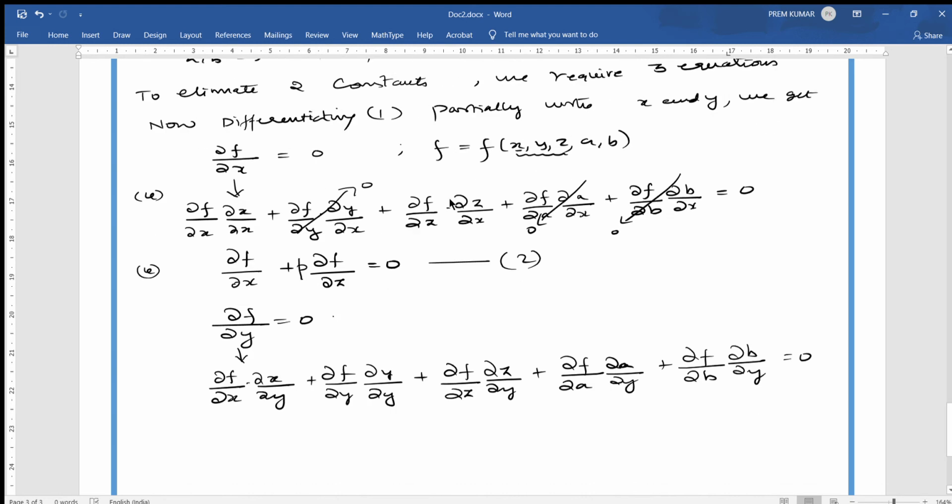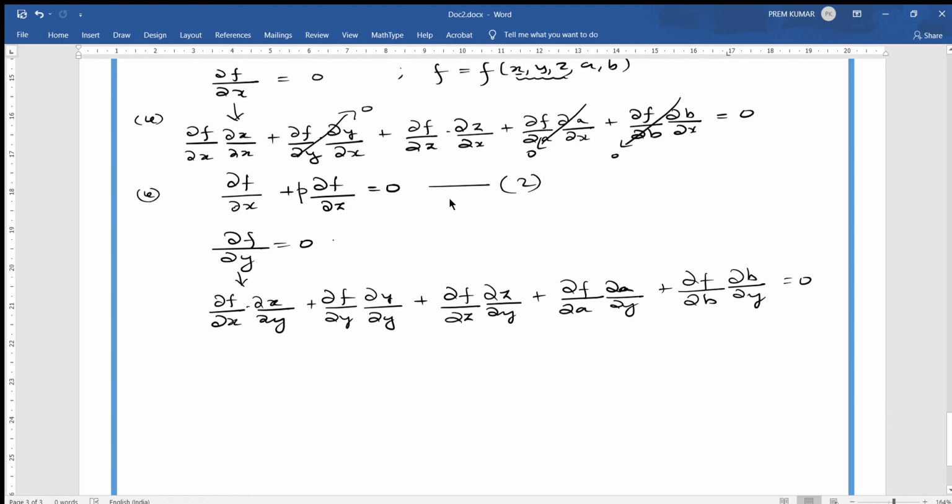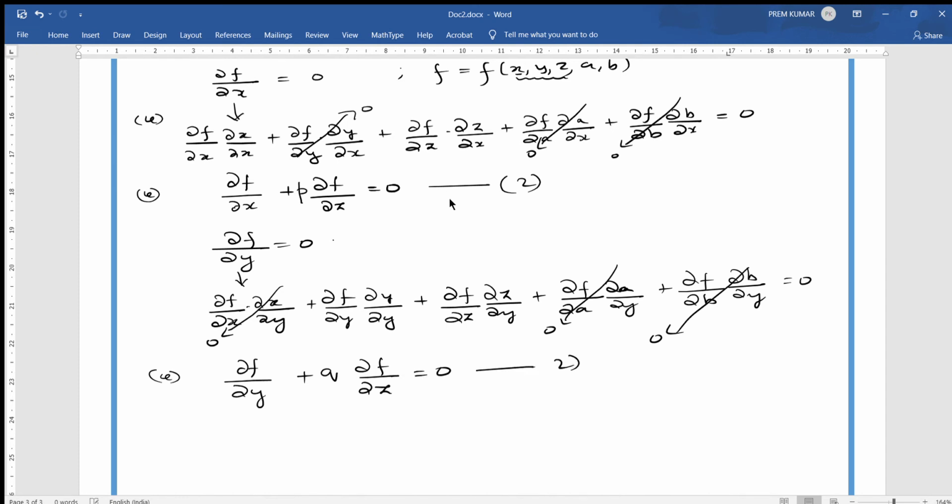equals 0. Same as the previous step, these two things vanish because a and b are constants, and x is independent of y, so this also becomes 0. So we get, this becomes 1, and dou f by dou y plus q times dou f by dou z equals 0. This is the third equation.